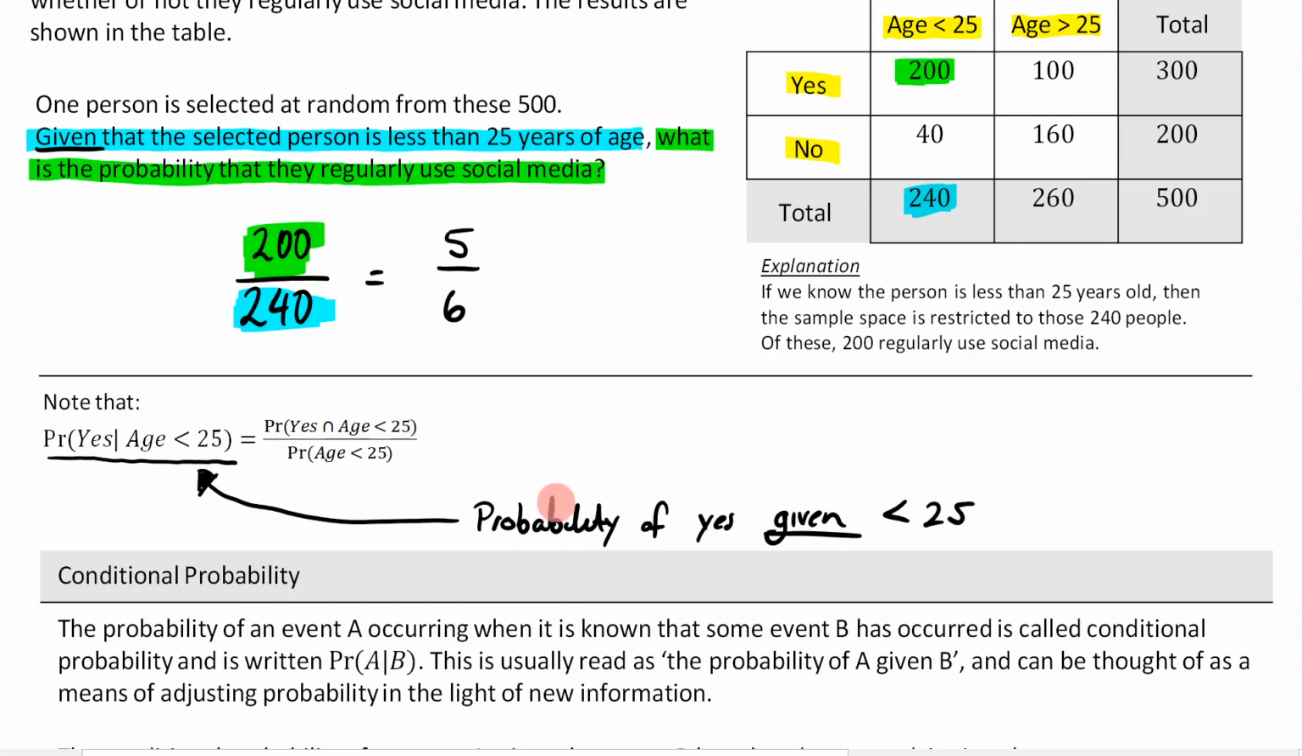And then we can also write down using this notation what we did up here. As you can see, the probability of yes intersection of the ages less than 25, that's this 200 here in green. And then the probability that you're under 25, that was there. And then from there, we of course went 200 over 240, which is 5 on 6. So that's the thinking behind what conditional probability is.